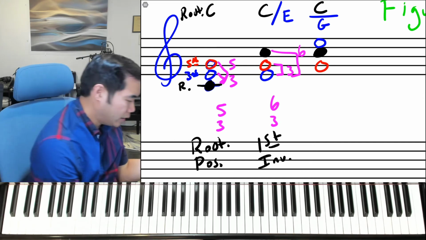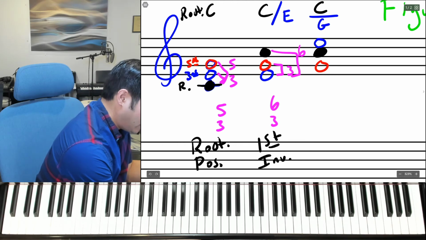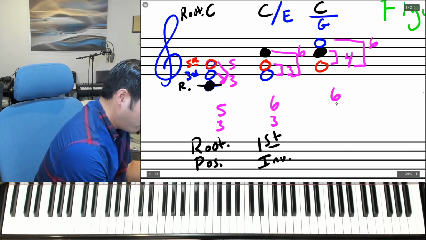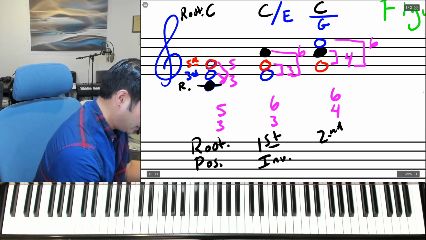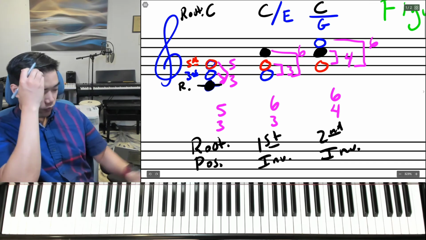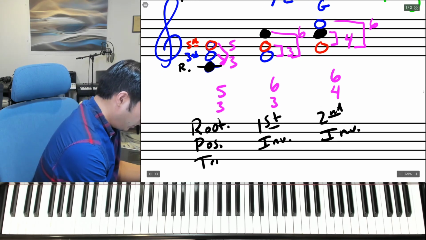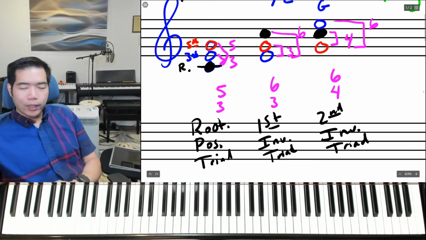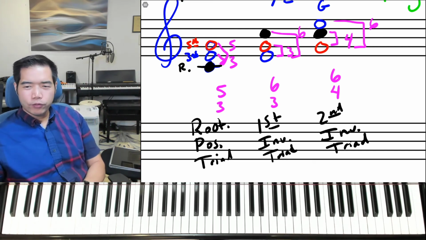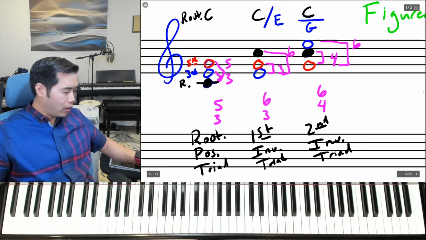And last but not least, let's take a look at this final example here. Again, we're going to compare the bottom two notes. That's a fourth, because G to C is a fourth. And then the outer two notes, E to G, which is a sixth, which means our figured bass symbol is 6-4, which will always refer to second inversion triads. Okay, and it's very important to distinguish between them. So 5-3 is a root position triad, 6-3 first inversion triad, 6-4 second inversion triad.